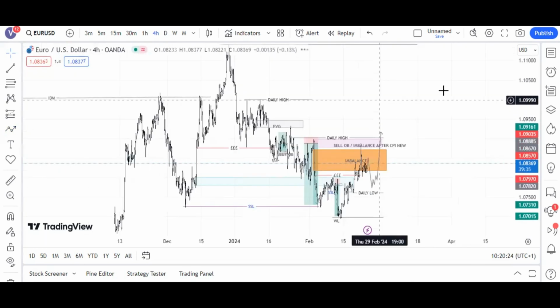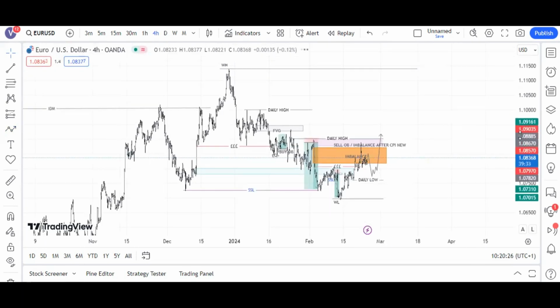Now, a lot of people will keep selling or will keep holding their sell bias. Now, one thing I need you guys to understand: as a trader, you need to be fluid. Fluid in the sense that you need to be dynamic. You need to know how to change with the market.